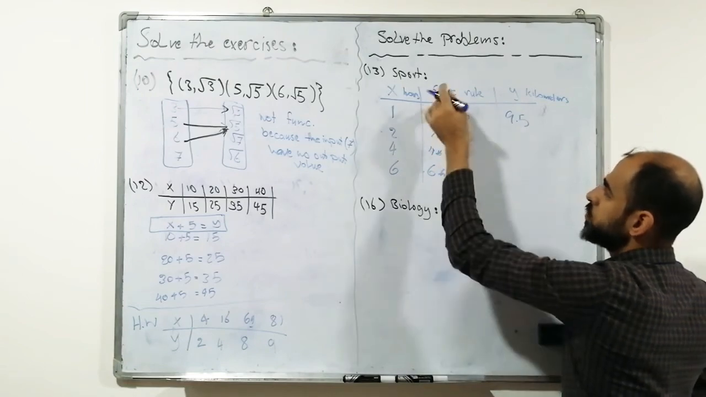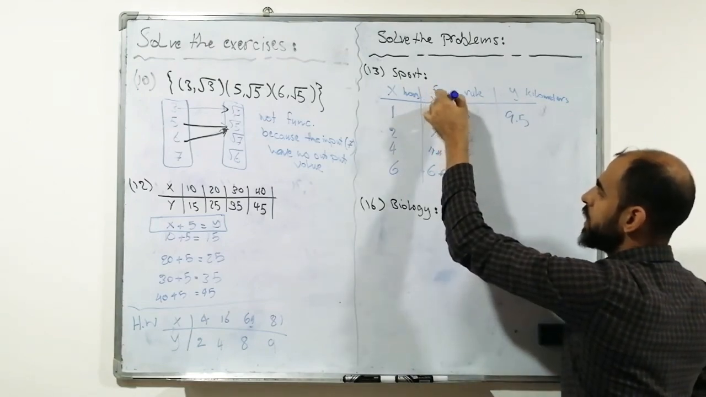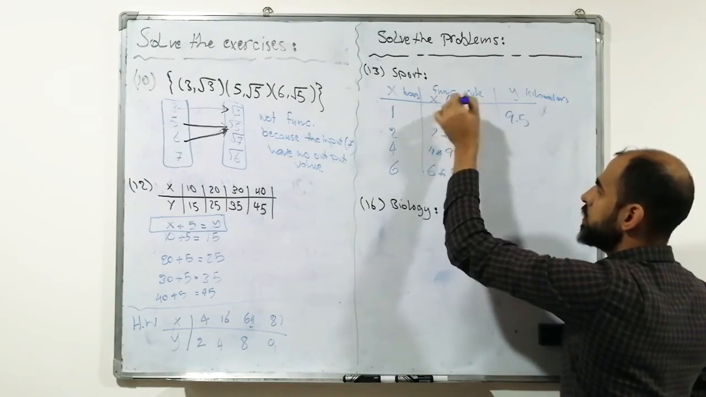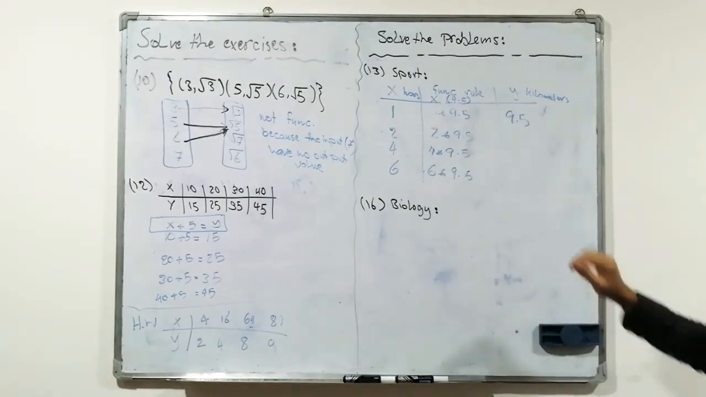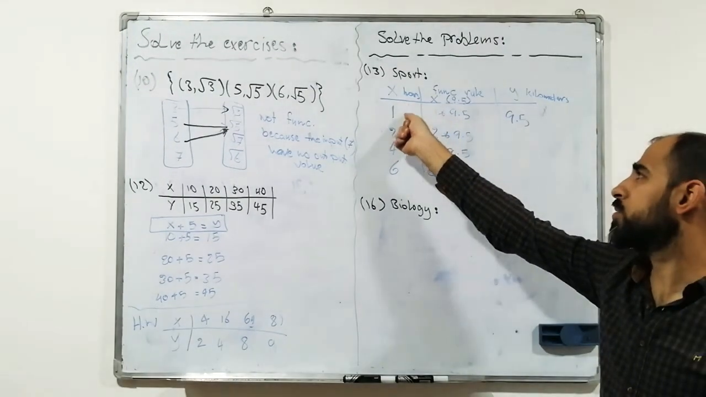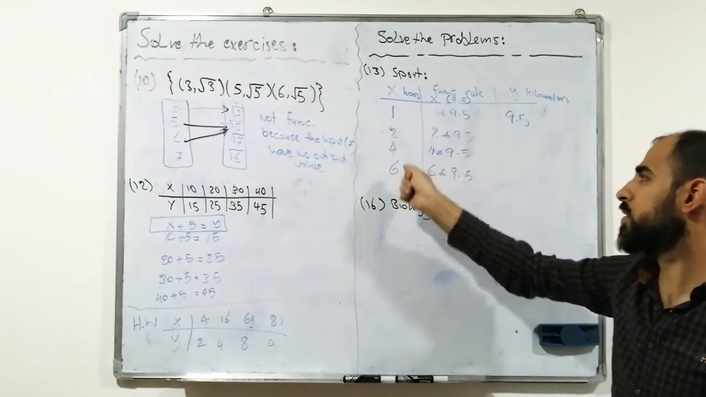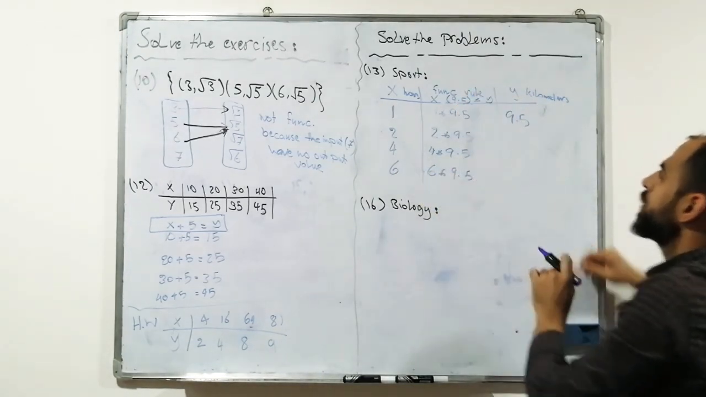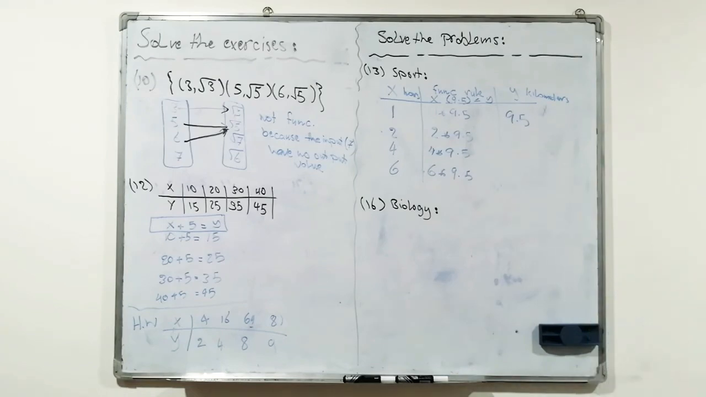So the function will be x multiplying by 9.5. Okay? X multiplying by 9.5. X will represent the input value, which is the hours, 1 hour and 2 and 4 and 6, and equal y, where y represents the kilometers that Muhammad can swim in the number of hours.